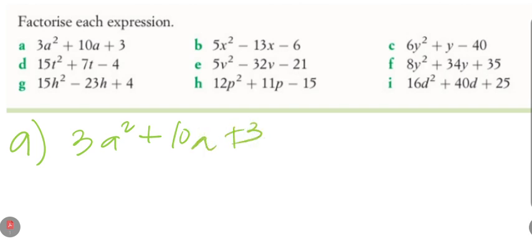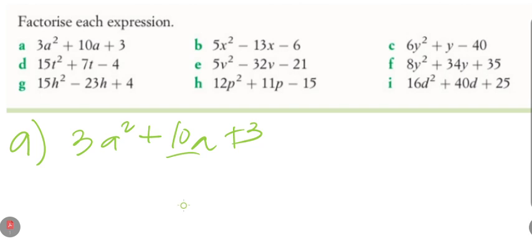Now we're going to find the two numbers that multiply to 3 times 3, which gives us 9, and add up to 10. So those numbers are 9 and 1. So we have the numbers 9 and 1.